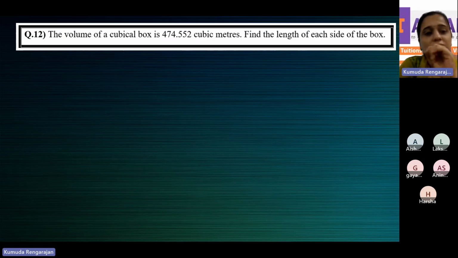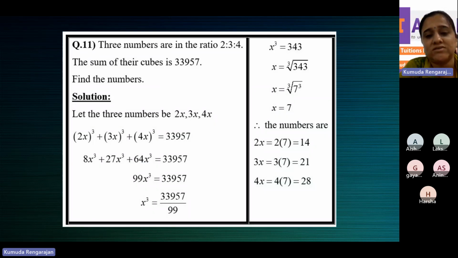There's the next question. The volume of a cubical box. No, you don't write now, children. I was supposed to share all this. All this is explained in the videos, right? In the videos I shared on cubes and cube roots. You didn't see the videos? Why? That was a part of the assignment, right? Why didn't you watch?